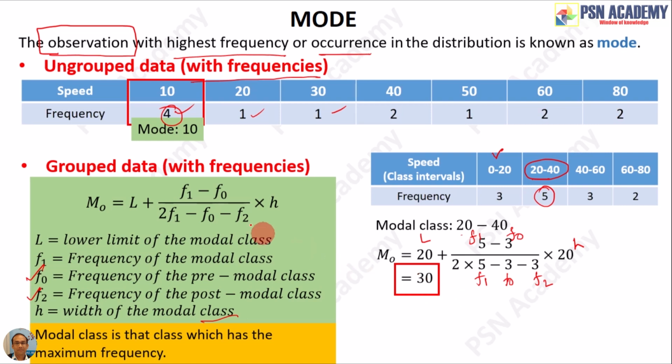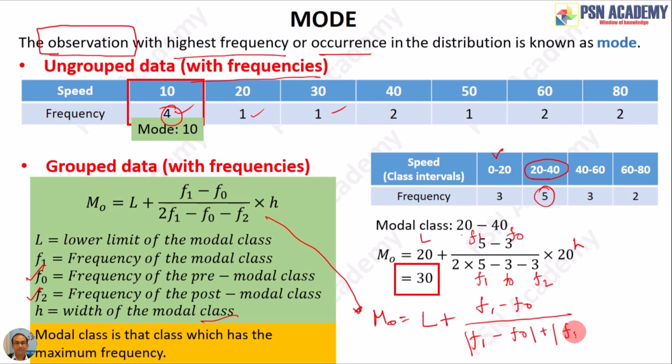Now in some texts, you can find this formula in a different way, but the meaning is the same actually. So mode M0 equals L plus, it is written like this, F1 minus F0 by F1 minus F0 plus F1 minus F2, times h. In any way you move, you will get the same result.